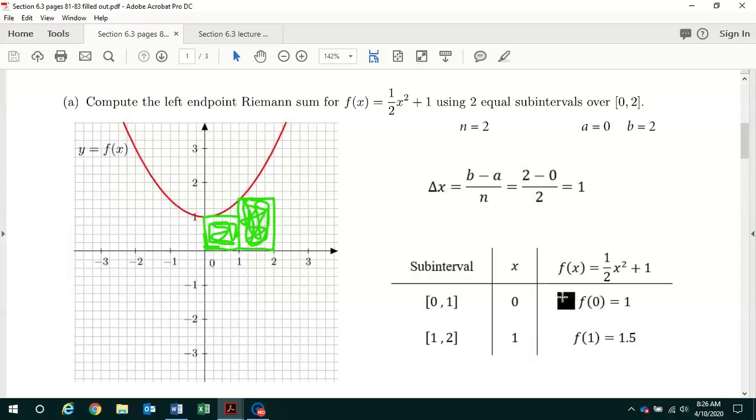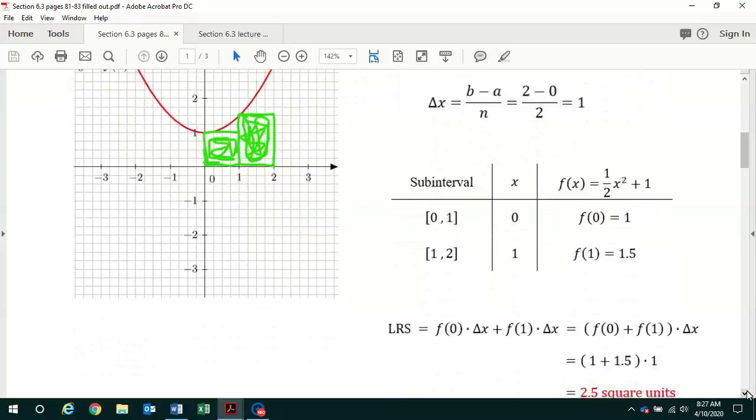So at x equals 0, what's the value of the function? Well, f of 0, put in 0 for x up here, and we get f of 0 is equal to 1. So the height of the first rectangle is 1 unit. In the second rectangle, x is equal to 1. So when we put in 1 for x up here and do the arithmetic, we get f of 1 is equal to 1.5. So the height of the second rectangle over here is 1.5 units. And you can see that I have drawn the first rectangle, which goes from 0 to 1 and has a height of 1 unit, and the second rectangle, which goes from x equals 1 to 2, has a height of 1.5 units. And then I've shaded in the rectangles.